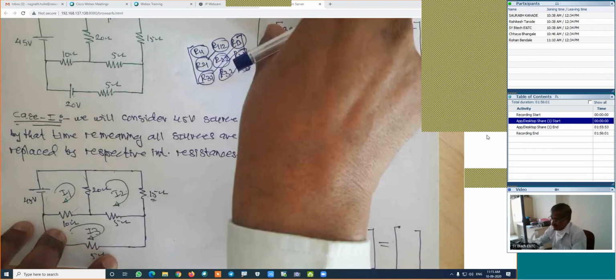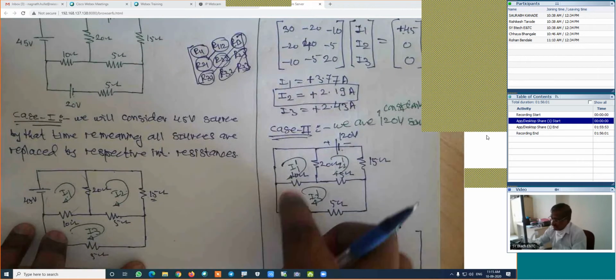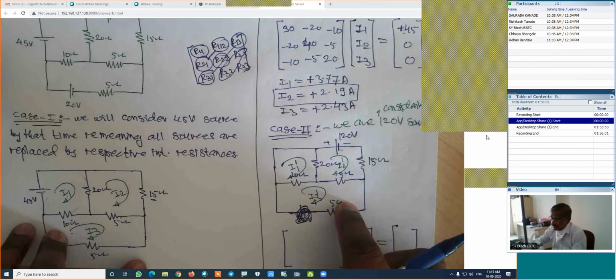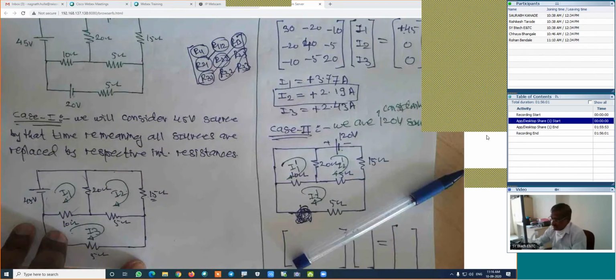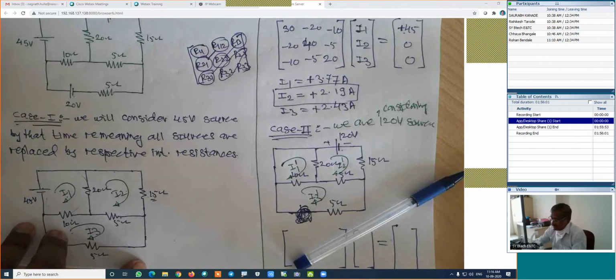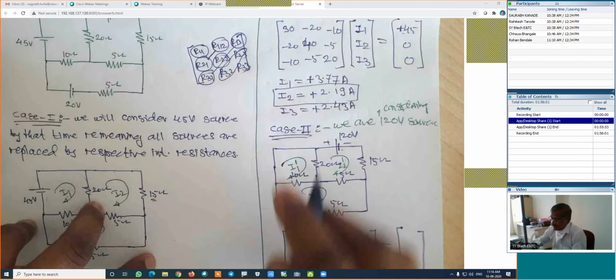Now here, this matrix will be as it is because we are not changing any resistance. We are changing the sources, which means only this constant column will change. Is it right? Only the constant column will change. Now here I will copy the same matrix.